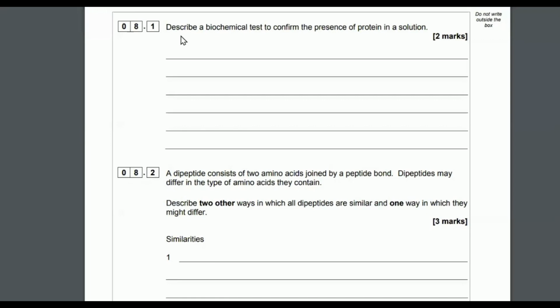Welcome to Let's Get to the Marks. Grab some paper, grab a pen, pause the video, have a go at the question, then unpause and watch the walkthrough. This is on proteins and amino acids.